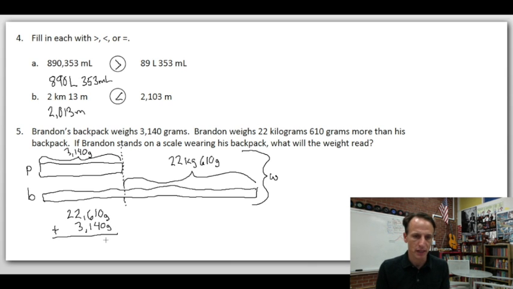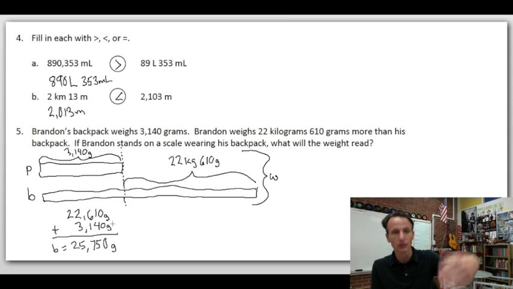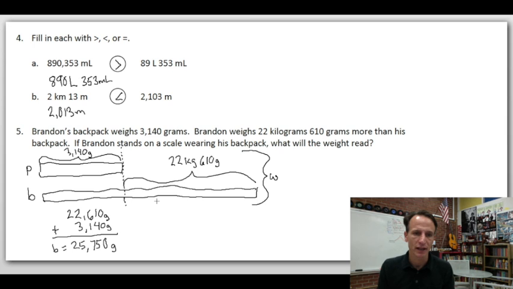So 0 and 0 make 0. 1 and 4 make 5. 6 plus 1, 7. 2 plus 3, 5. Drop that comma. And 2 we're adding nothing to, so that's 2. And we're talking about grams. So now we have Brandon's weight. So I'm going to actually write here B equals, so I remember that's Brandon's weight. Now to get Brandon with the backpack, we simply add the Brandon weight we just calculated to the pack weight, and we will have a grand total here, our W that we're trying to solve for.